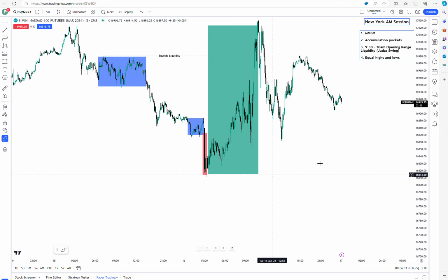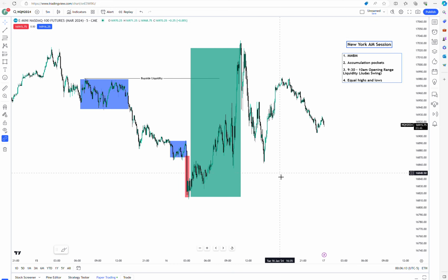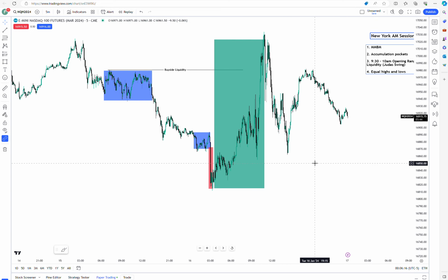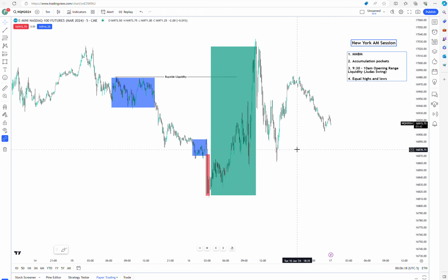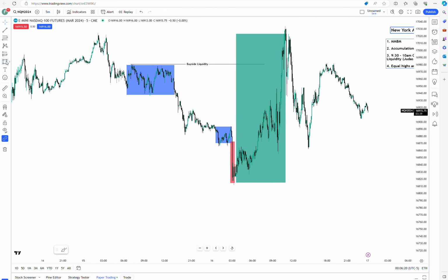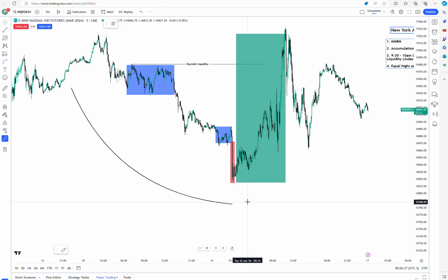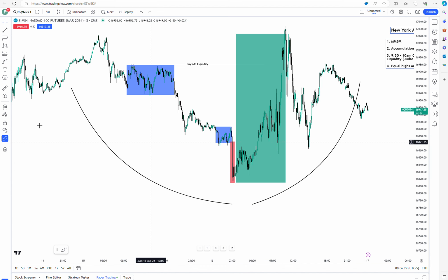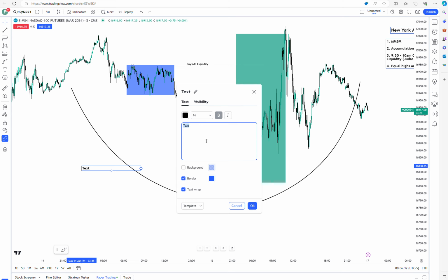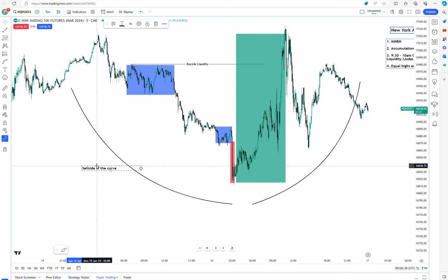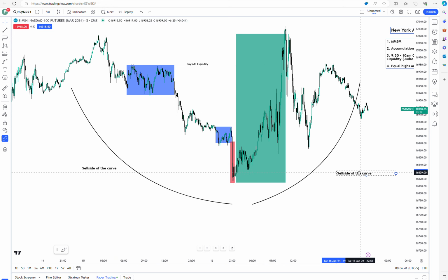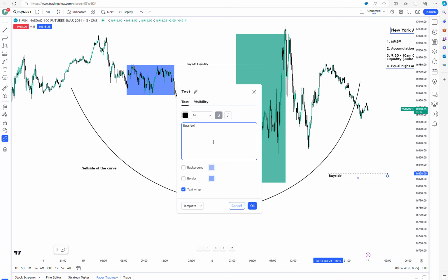Along all of this, you've also got the market maker buy model, right? I've made another video on the market maker buy model. You might not have seen it, but essentially there's two sides of the curve, right? So in terms of the buy model, you've got a sell side of the curve and you've got a buy side of the curve. So I'm going to label these two curves. This one here is the sell side of the curve. And this side is the buy side of the curve.